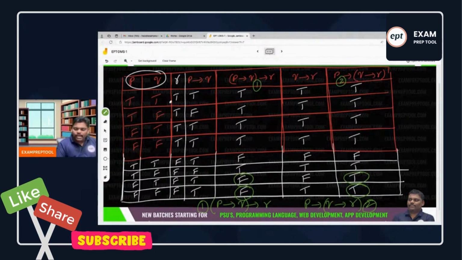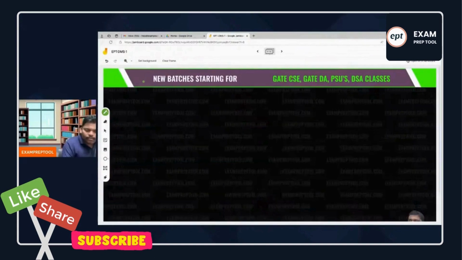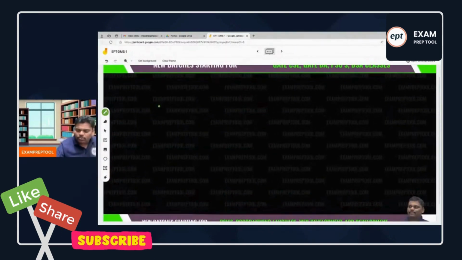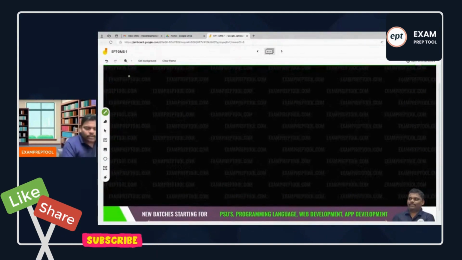Initially they look the same. See, at the end, remember, these two are not the same. To make that point only, I have written this. If I say it directly, you don't get it, so I am writing again. Can you remember this also? I have also drawn a table.